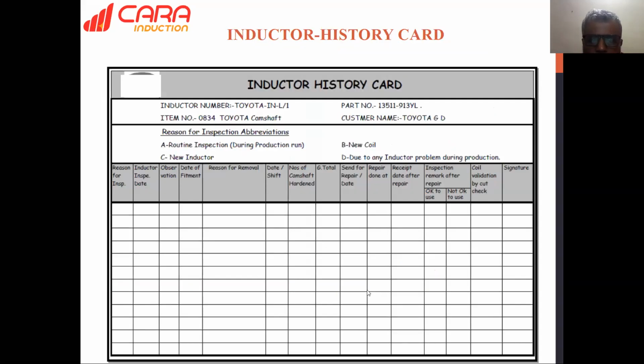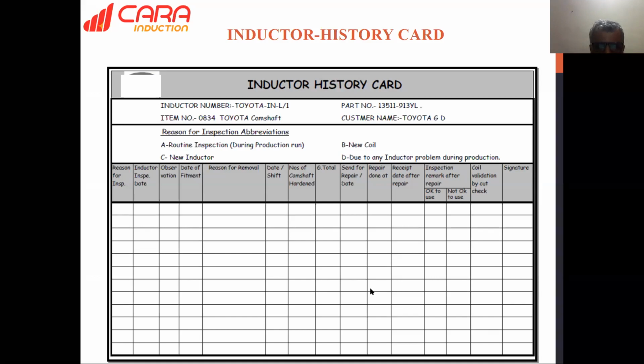Then there is the requirement of a history card. A history card is for each and every inductor. We have to maintain the inductor history card. In that card, first we have to state, as an example, the reason for inductor inspection: is it a routine inspection, is it a new coil or new inductor, or is it due to any inductor problem during production. All those things we need to write in that inductor history card.